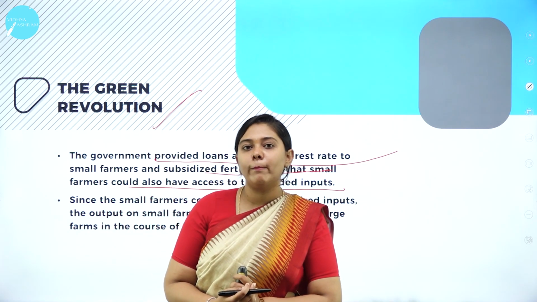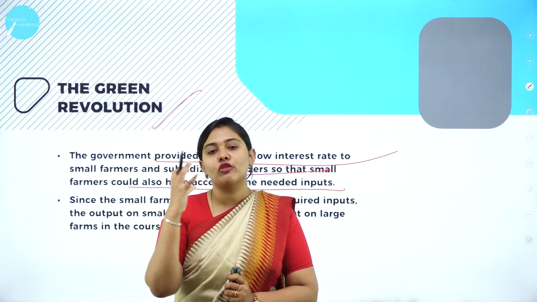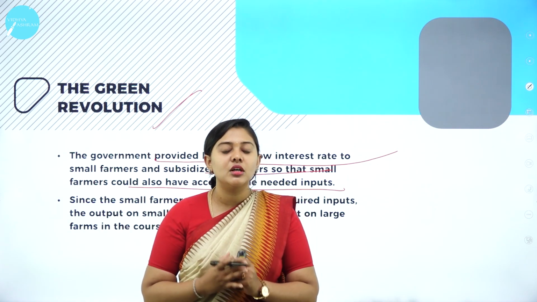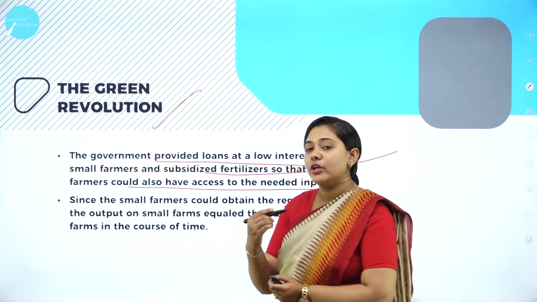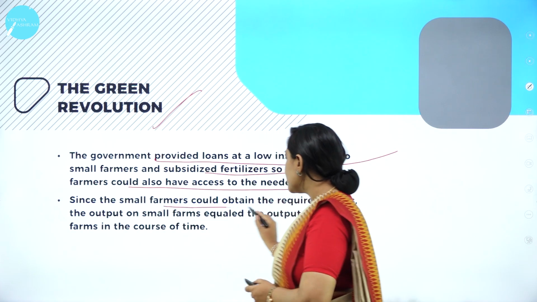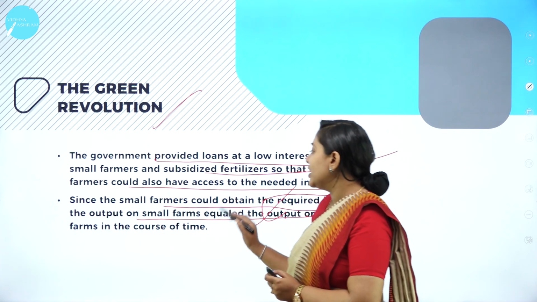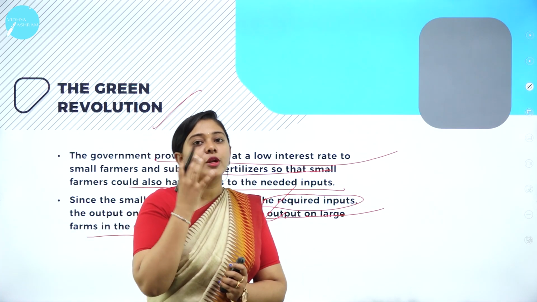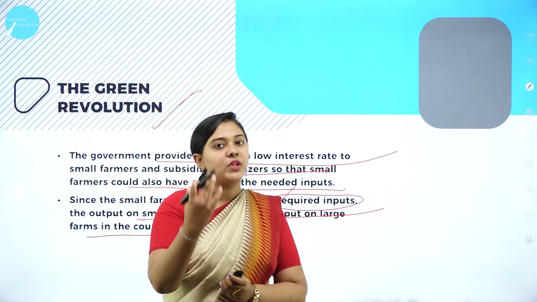So to have proper high yield variety crops, there should be proper manure, a proper proportion of fertilizer and the supply of water all together. Putting all of them together, what happens? You get a high yield in a better way. So the government also supported the small farmers. They have given funding to them. Since the small farmers could obtain the required inputs, the output on small farms equaled the output on large farms in the course of time. So small farms as well as large farms, the quantity they produced equaled over time, since all the benefits were given by the government.